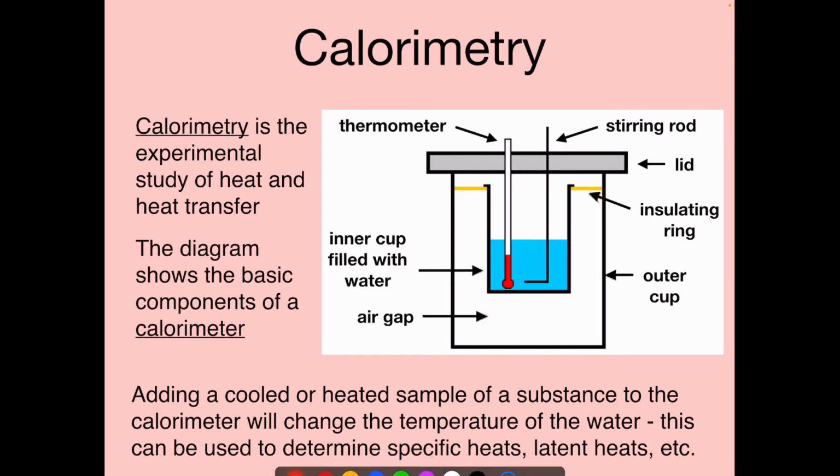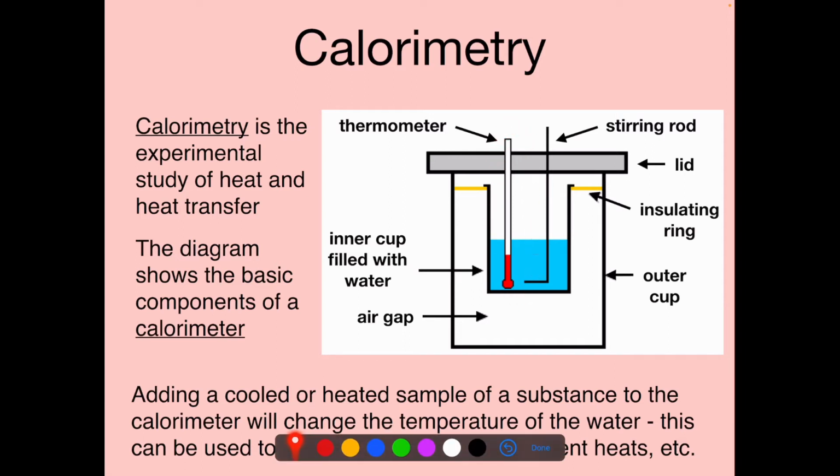That system is pretty much isolated from its environment. So if we take a heated sample and put it in the water, that's going to change the temperature of the water. And we can measure that temperature change using the thermometer. So depending on how much of a temperature change we get, we can use that data to determine things like the specific heat or the latent heat of a substance. And we're going to use a device just like this in the very last lab of the semester. So we're going to use a calorimeter to measure the specific heat of a substance.